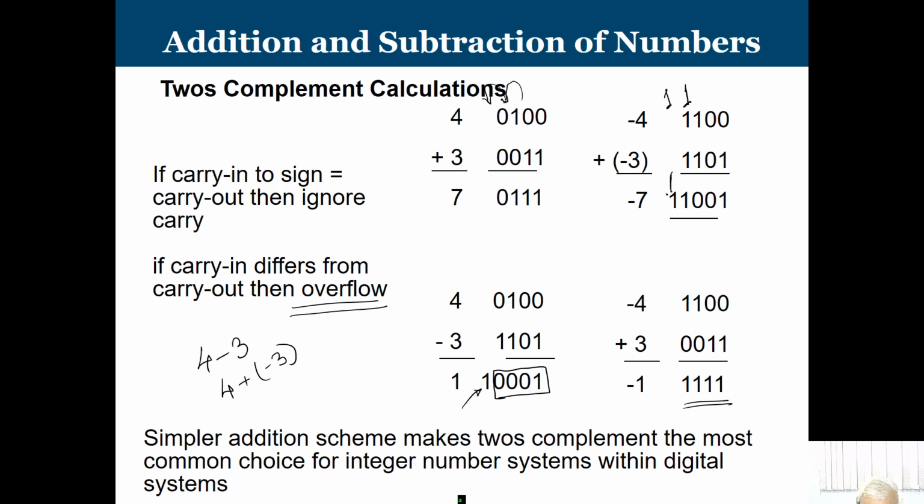This is the carry out of this particular sign bit. It says that if the carry into the sign bit and the carry out are the same, then ignore it. In all those particular cases where they are the same, we can ignore it. But if they differ, then we said this is an overflow condition. That means the result that we have got is not correct.